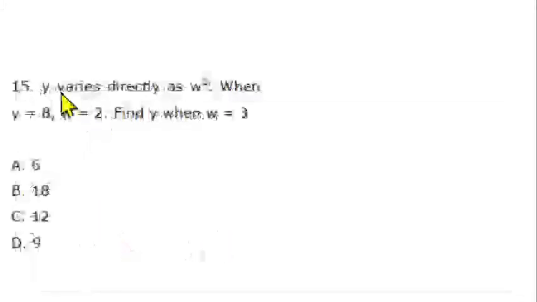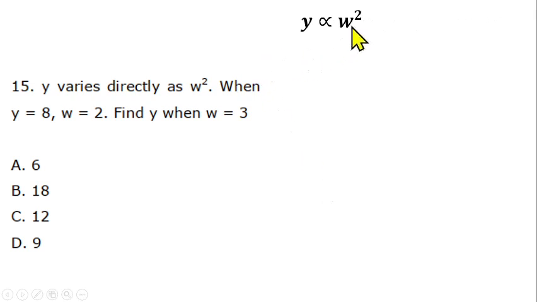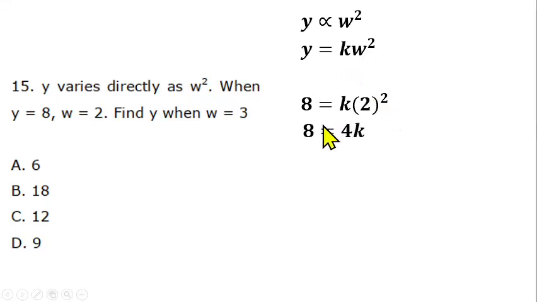Question number 15 is from variation. y varies directly as w squared. When y is equal to 8, w is 2. Find the value of y when w is equal to 3. So y varies as w squared. Change it to an equation, introduce a constant: y equals kw squared. Your y is 8, then w is 2. You have 2 squared, that will give us 8 equals 4k. k will be equal to 2, dividing both sides by 4.